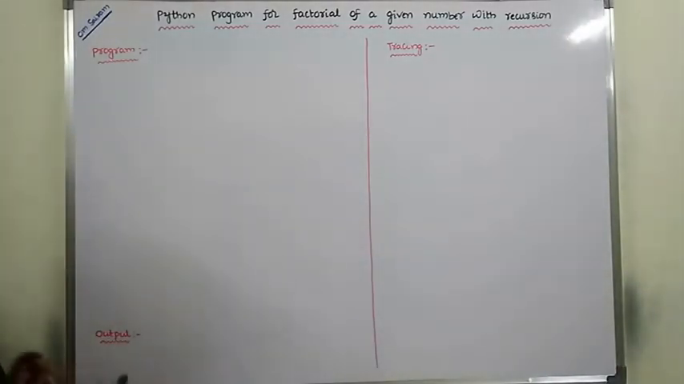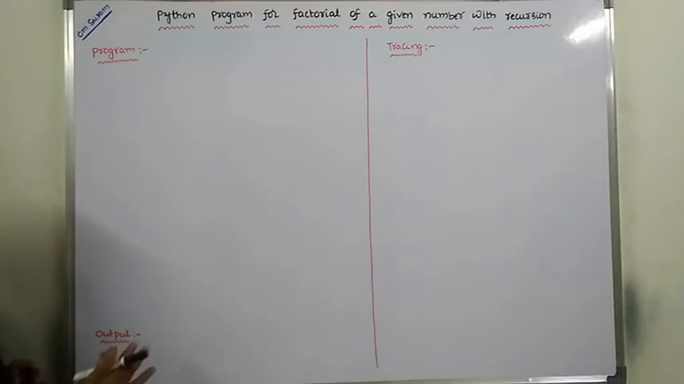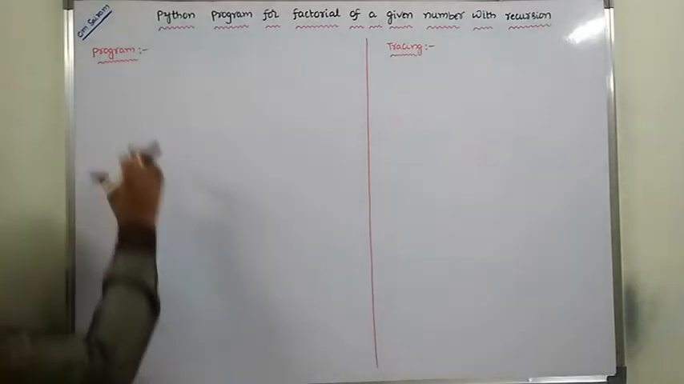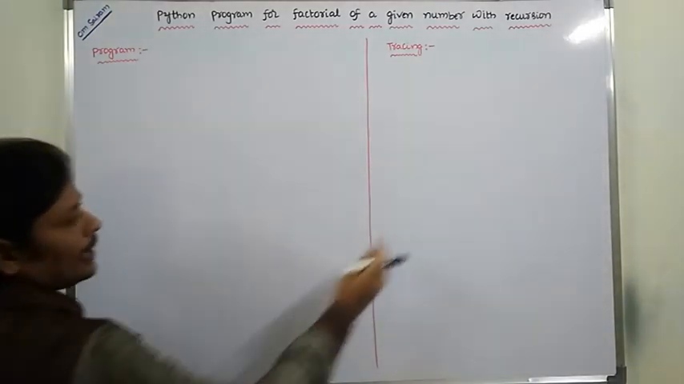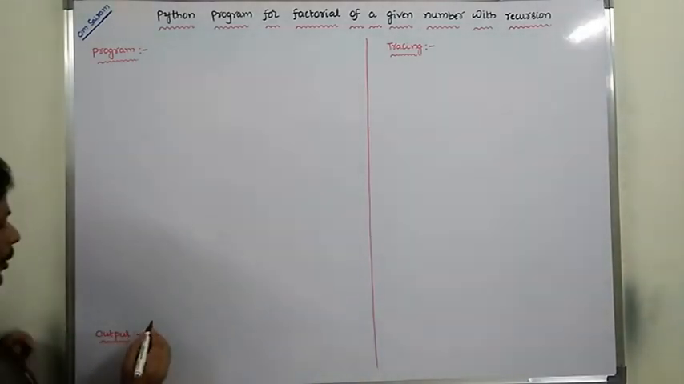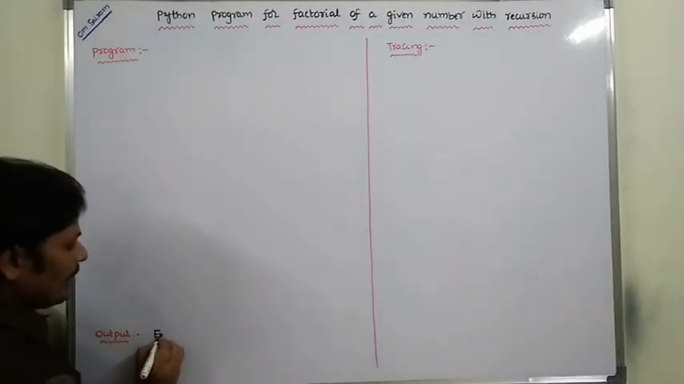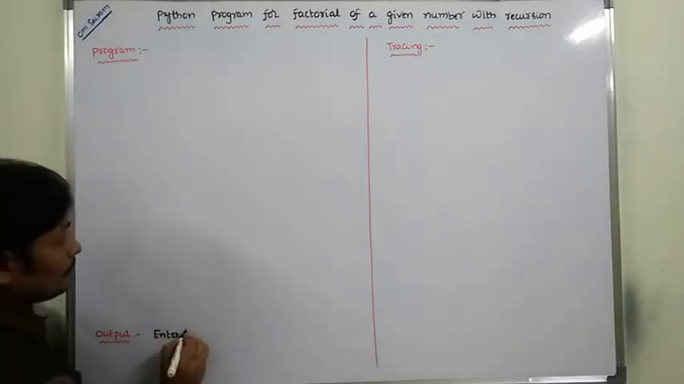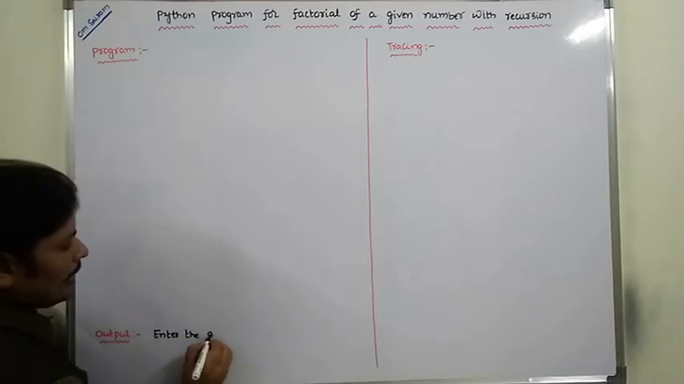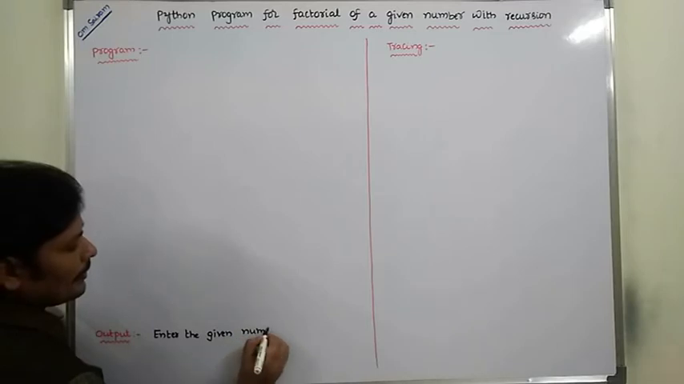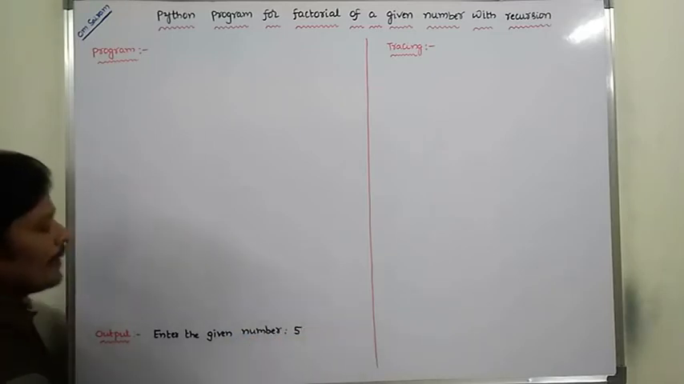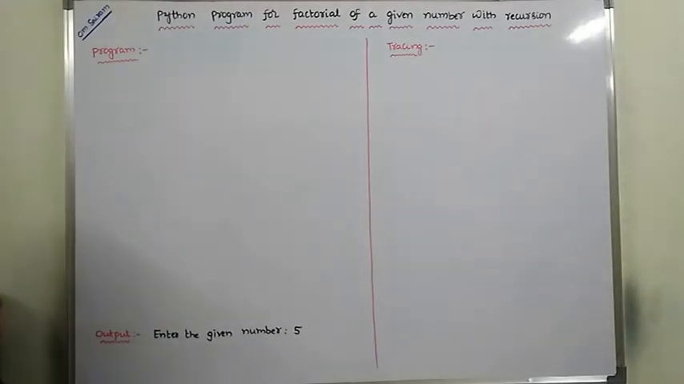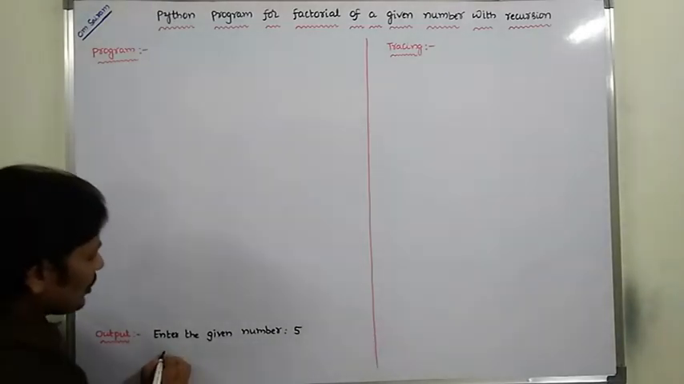First, I am writing the output first. So from the output, we have to write the program. After that, we have to trace the program. So the output is: Enter the given number. I am entering the given number as 5.